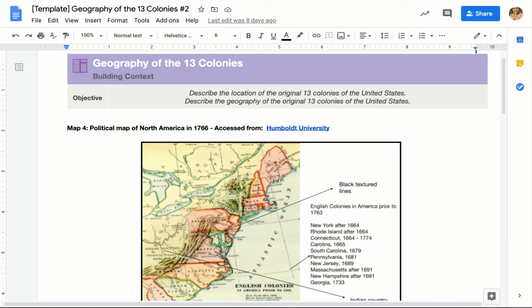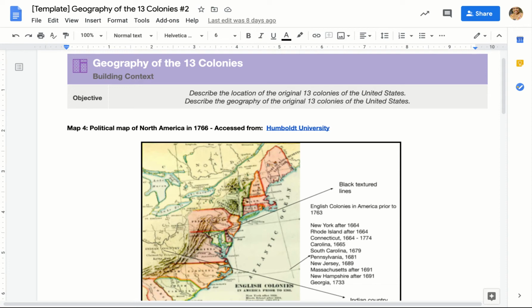Hi there, it's me, Miss Smith, and I'm here to review the Geography of the 13 Colonies, number 2, for those of you in pre-AP U.S. history who need to complete this map so that you can recover missing credit.